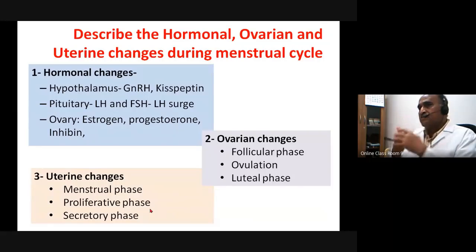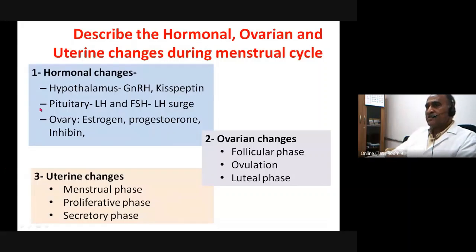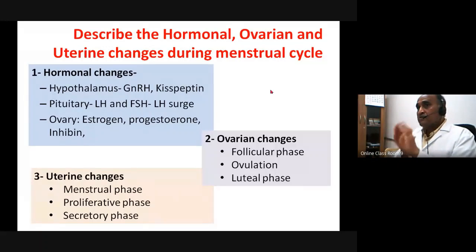Suppose if you try to answer this question, I will just write all these things in one. Though for time's sake, I have just split it. I have just made hormonal changes, ovarian changes, and uterine changes 1 to 3, 1 to 3, 1 to 3. So that makes some of you sail through.